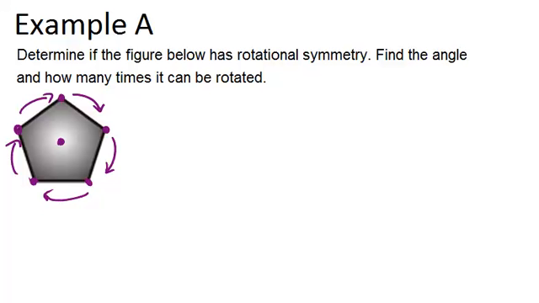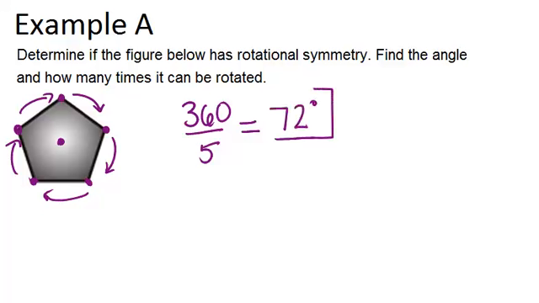Because if we wanted to go back to where everything started, that would be 360 degrees. So if we do 360 divided by 5, that will tell us how many degrees to rotate in order to get that 1/5 of the way around the circle. 360 divided by 5 is 72 degrees, which means that any multiple of 72 degrees, if you rotate the pentagon that many degrees, it will look exactly the same. So 72 degrees, 144 degrees, and so on.